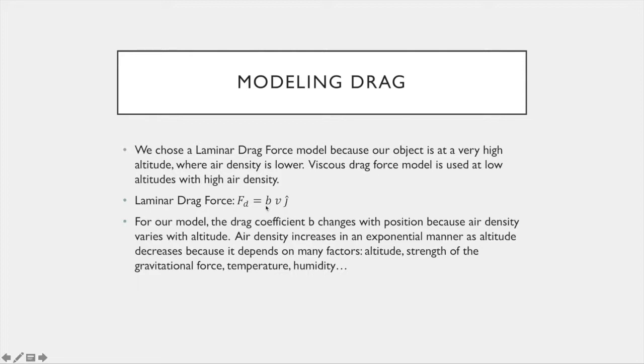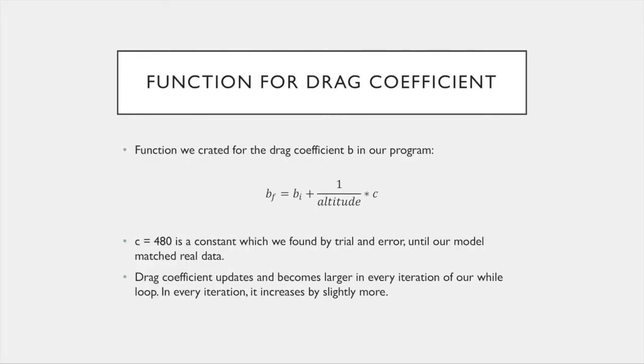The equation we're using for drag force is the drag coefficient b times the speed of the object times the unit vector j hat. For our model, the drag coefficient b changes with position because air density varies with altitude. Air density increases in an exponential manner as altitude decreases because it depends on many factors: altitude, strength of the gravitational force, temperature, humidity, etc. Therefore, we created a function for the drag coefficient.